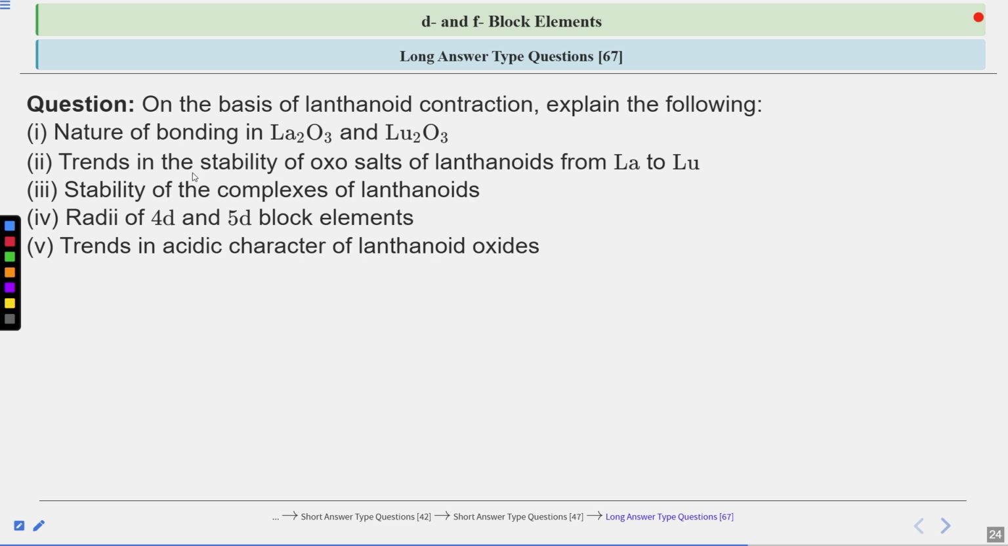Second, trends in the stability of oxo salts of lanthanoids from lanthanum to lutetium. Third, stability of complexes of lanthanoids. Fourth, radii of 4d and 5d block elements. Fifth, trends in the acidic character of lanthanoid oxides. So you are given some time, try to analyze this question, and then we will see the answer of each and every part.